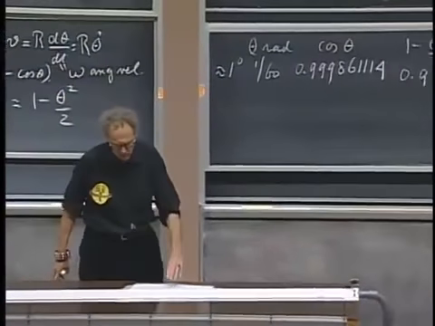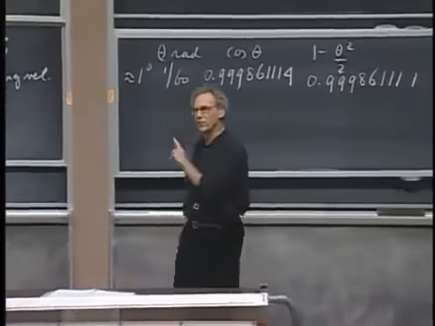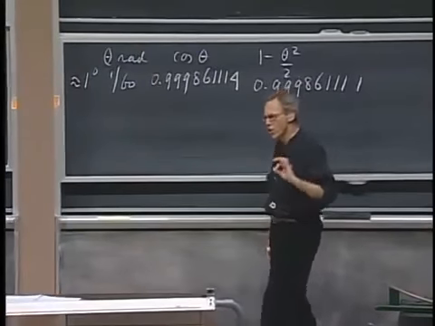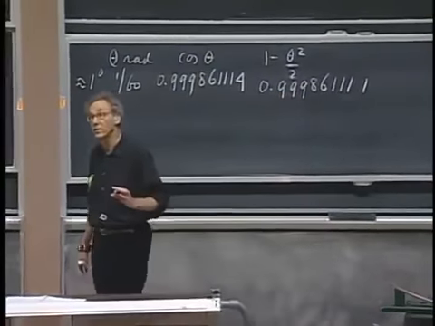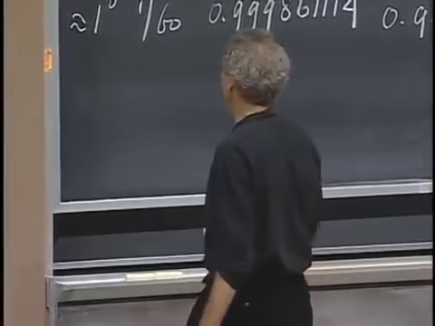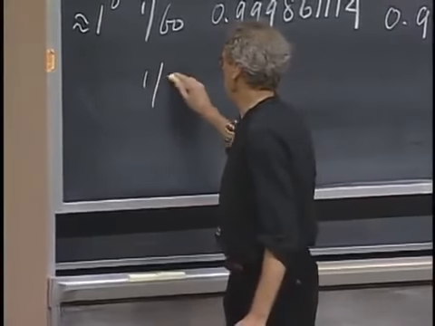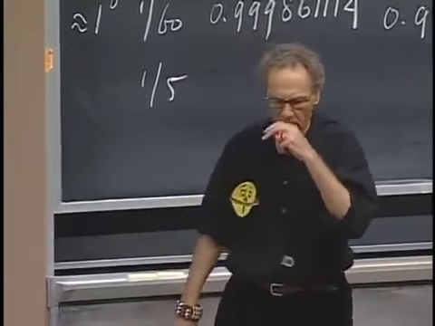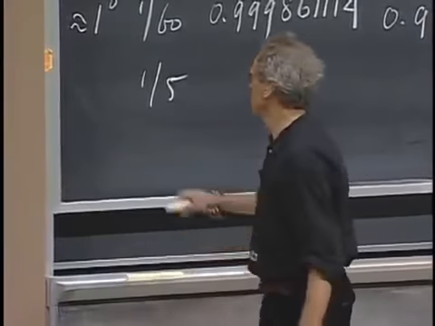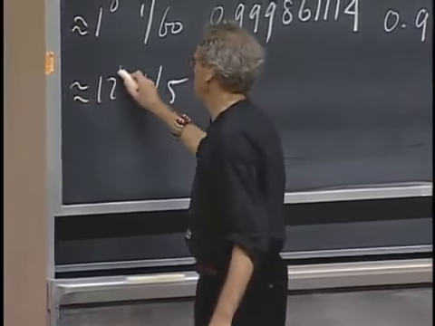That is very close. That means the difference between the two is only 1/3 of a millionth of a percent. Suppose now I go a little rougher, and I go to 1/5 of a radian, which is about 12 degrees. So this is very roughly 12 degrees.